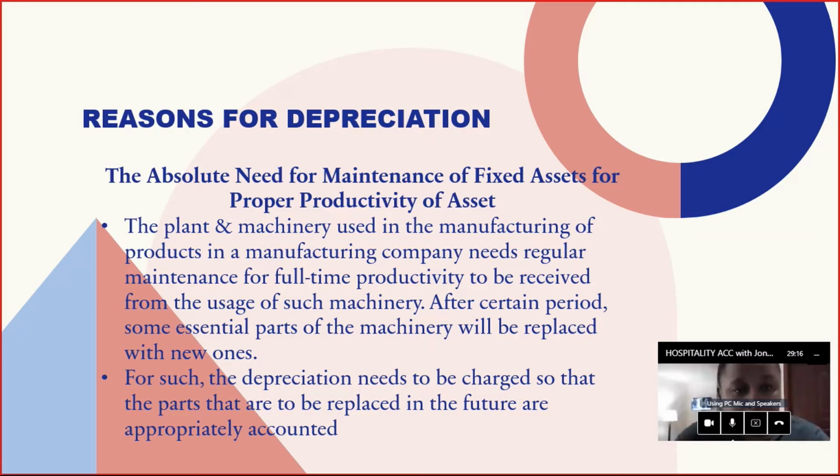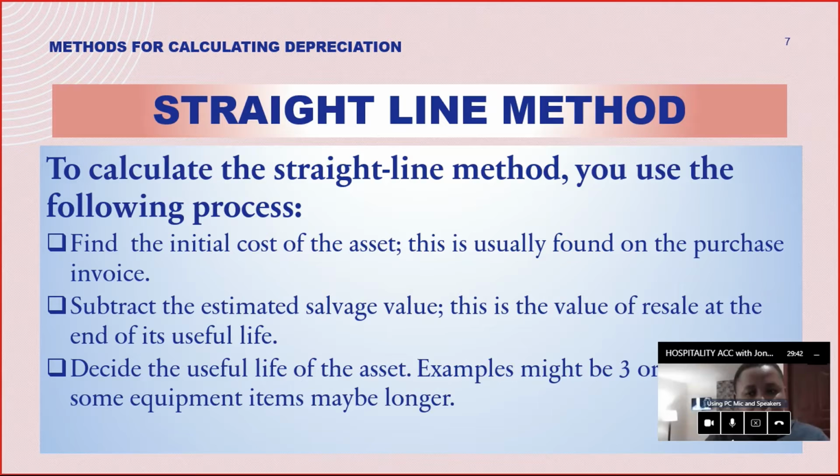The other reason is the need for maintenance of fixed assets. The machinery that we use needs regular maintenance so that it can be used full time without any inconveniences. For that reason, we charge depreciation so that the parts that are to be replaced in the future can be accounted for.